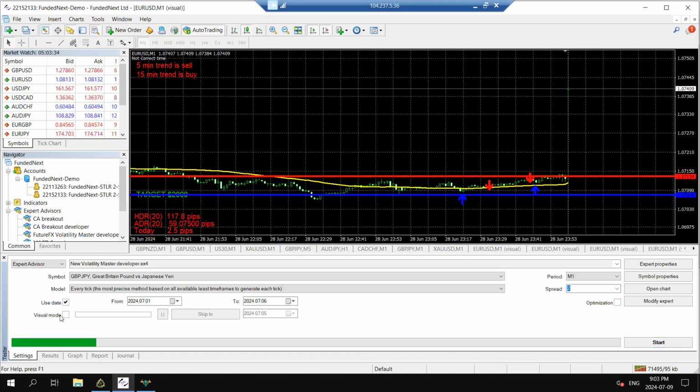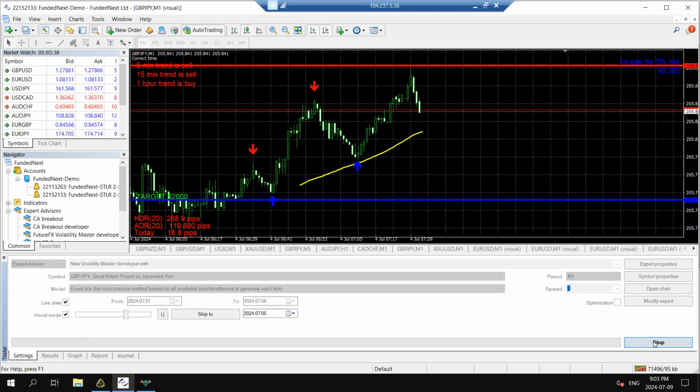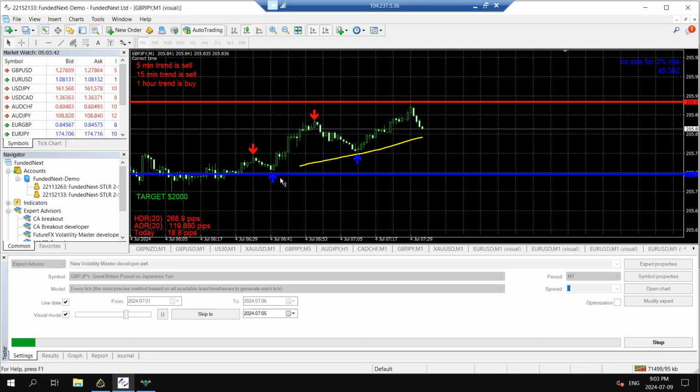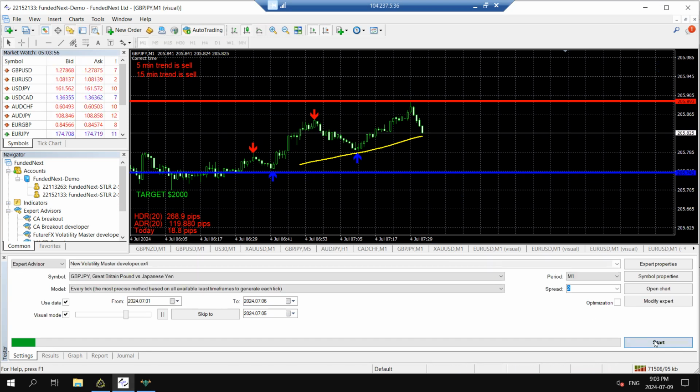Oops, and I'll just start it on the visual. Euro USD was 59 pips average. This one's 119, so basically twice as much. So roughly, without any back testing, I would double or at least roughly double all of the pip distances in the settings to suit this more volatile pair.